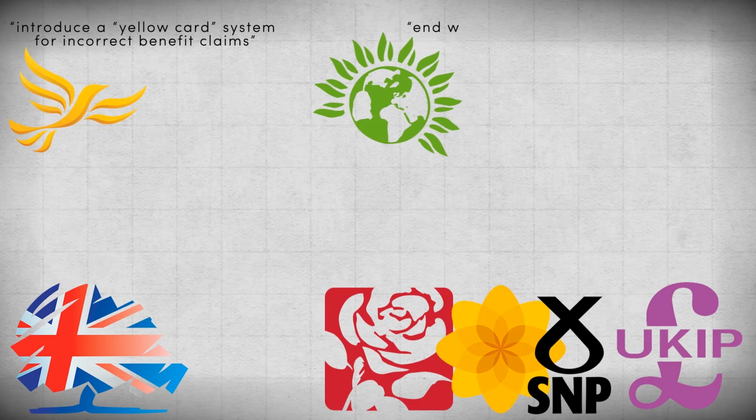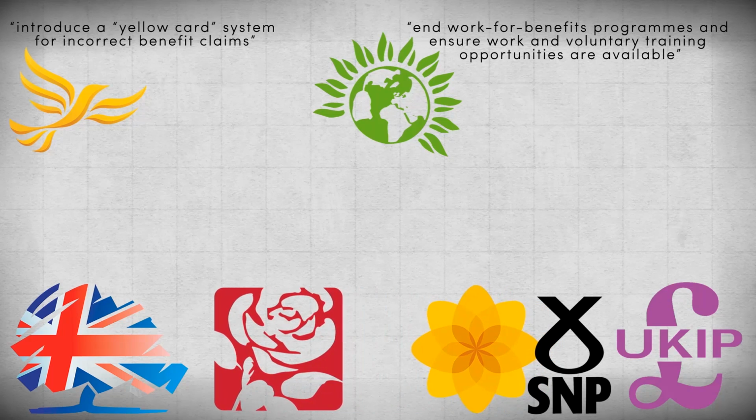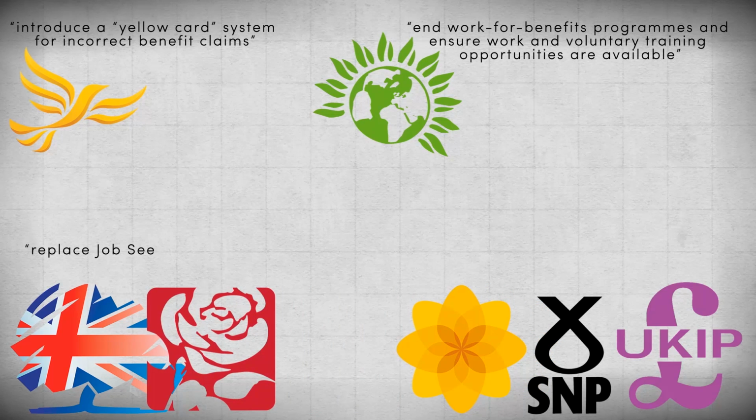The Greens would end work for benefits programmes and ensure that work and voluntary training opportunities are available, and instead the Conservative and Labour plan is to replace job seekers' allowance for 18 to 21-year-olds by a youth allowance. For the Conservatives, this would be time limited to 6 months, after which young people will have to take an apprenticeship, a traineeship, or do daily community work for their benefits. For Labour, it would be dependent on recipients being in training and targeted at those who need it most.